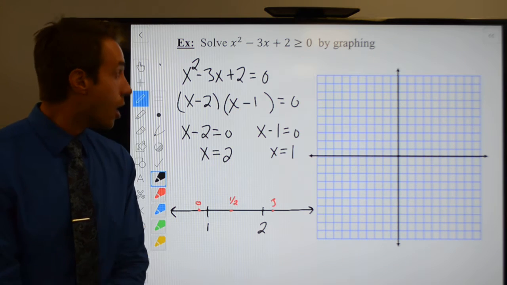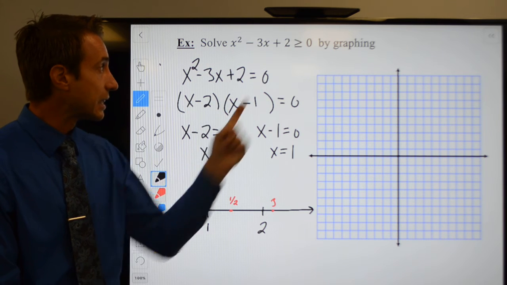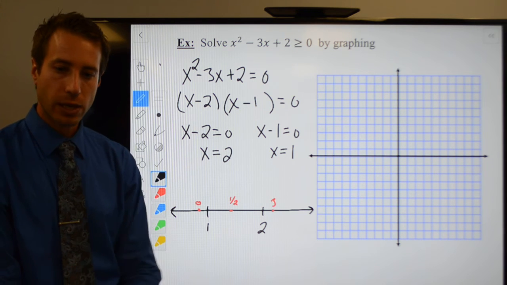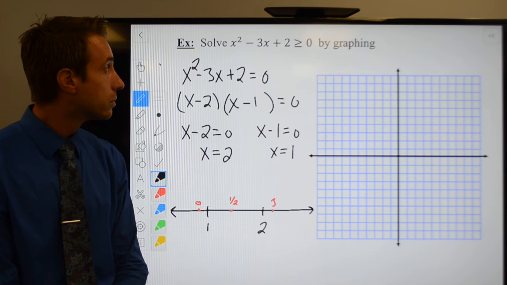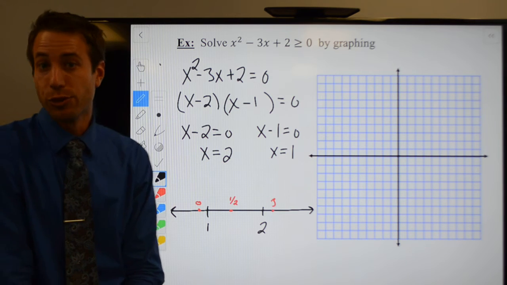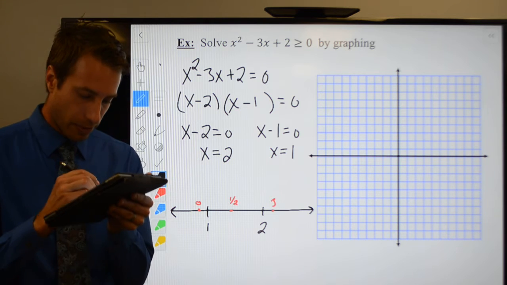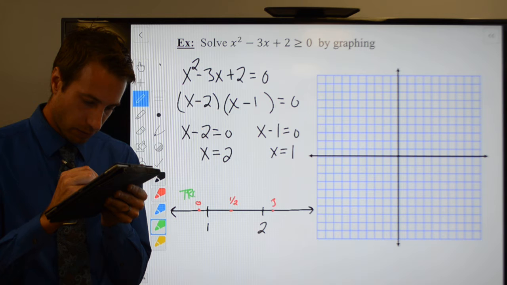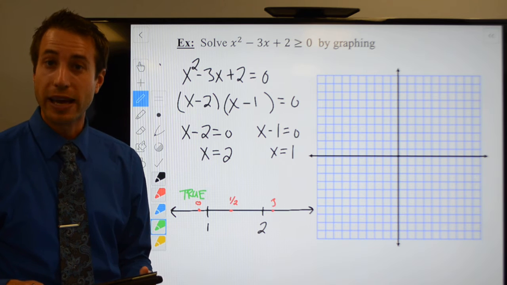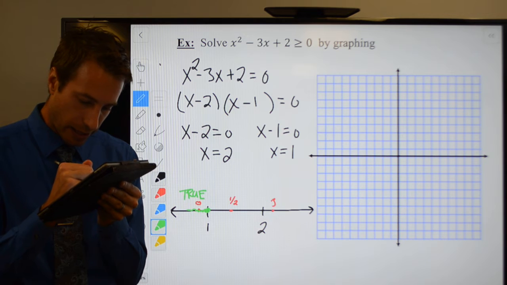All right, let's see what happens. I'm going to start with the easy one. If I plug in a 0, that leaves me with a 2. And it says that 2 is greater than or equal to 0. Well, yeah, 2 is greater than or equal to 0. And so I get a true statement. That's true. It is greater than or equal to, so it's going to be a closed circle and everything going in this direction.